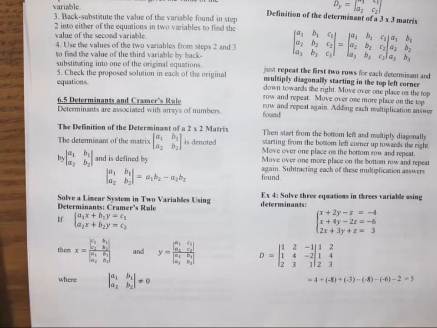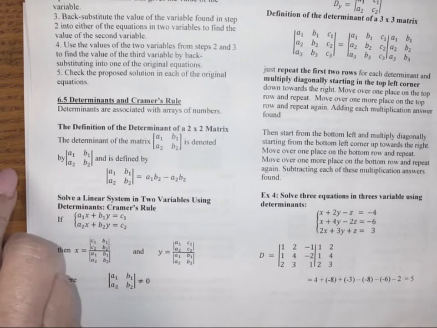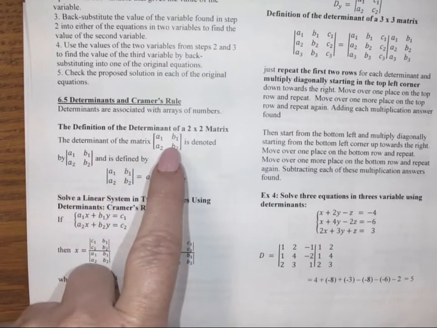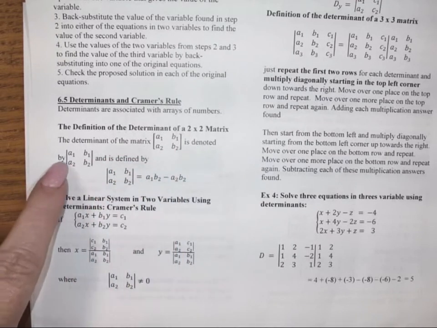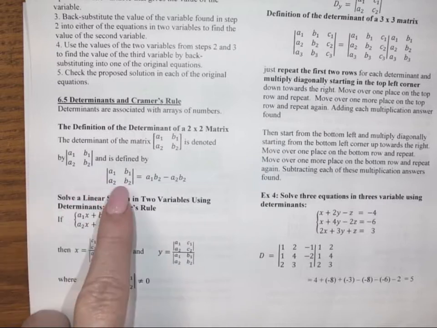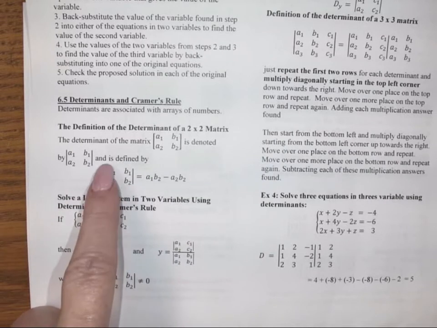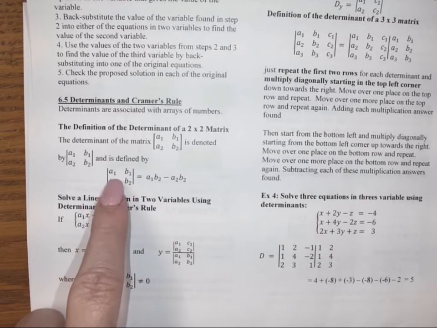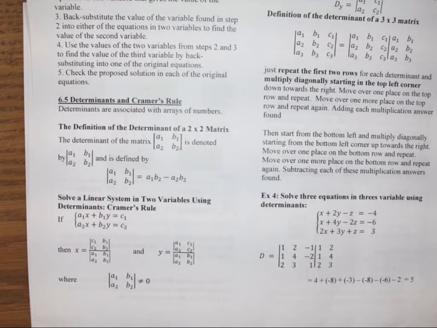All right, so we are looking at determinants and Cramer's rule. Determinants are associated with arrays of numbers. The determinant of a 2 by 2 matrix is denoted by this and defined by this. Basically, we're going to cross multiply this way and then subtract the cross multiplication of the other way. So let's go do some determinants.